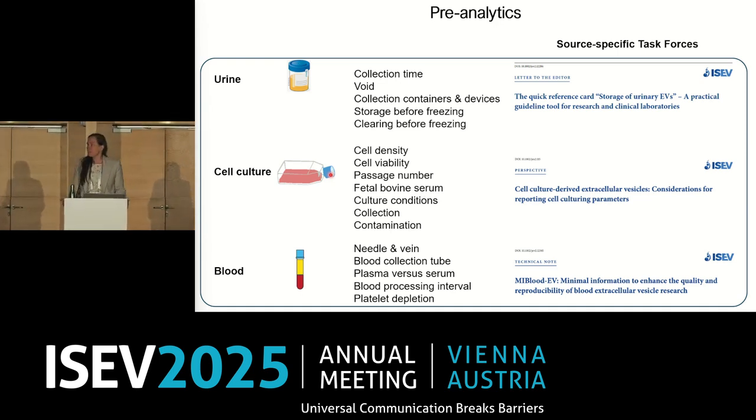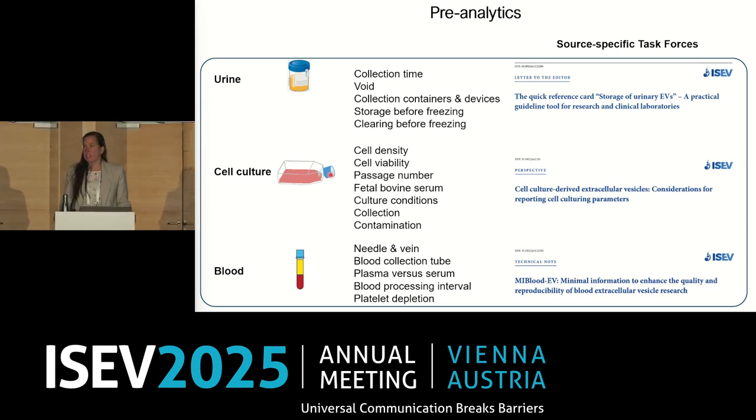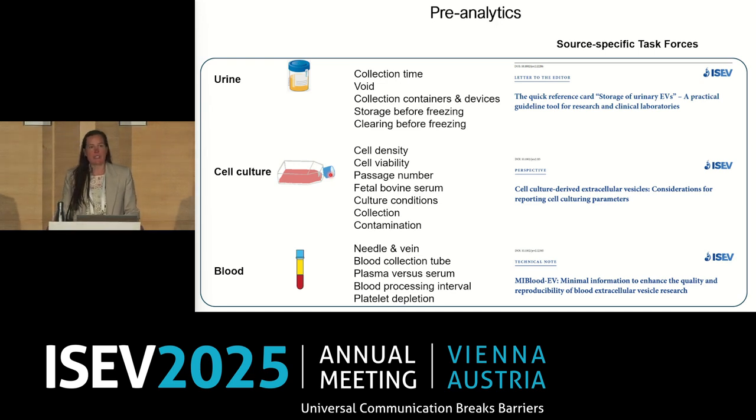I will not go into detail on those that are listed here. It's also not a complete list, but what is important is that ISEV has multiple source-specific task forces that are challenged with the task to try to identify pre-analytics that can have an impact on the downstream analysis of extracellular vesicles. So one example I want to highlight here is in the case of blood.